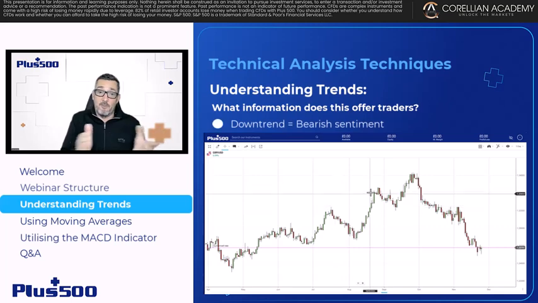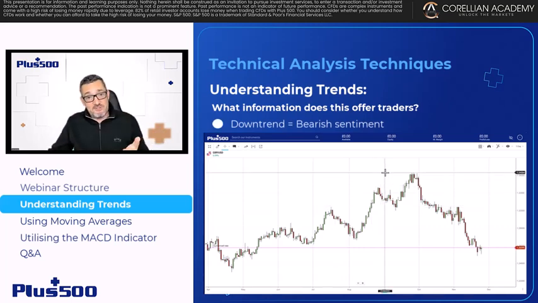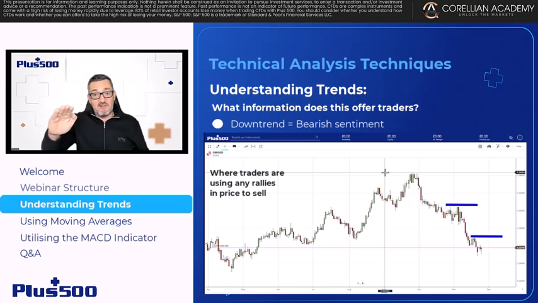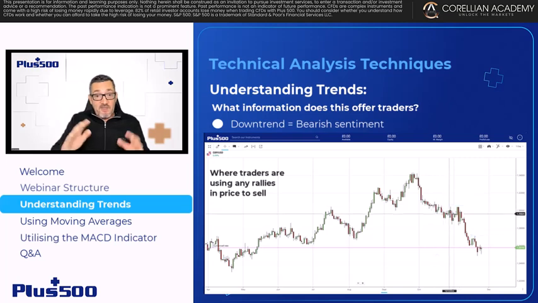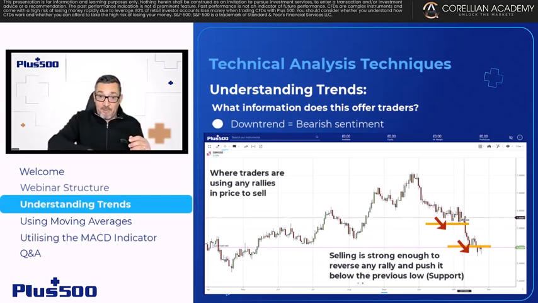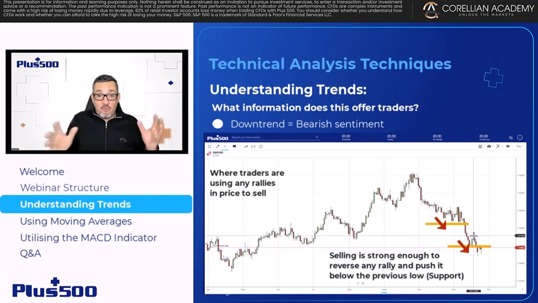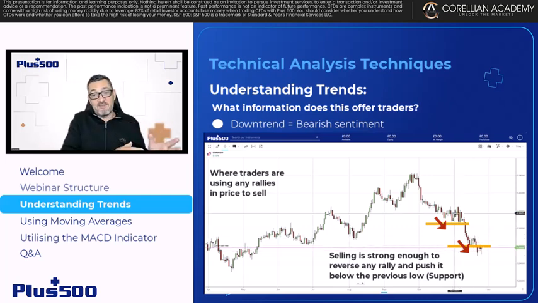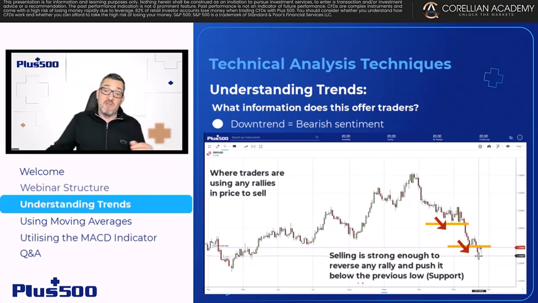A downtrend is the opposite. This highlights sentiment as bearish. We know this because sellers are using any rallies in the price of an instrument as an opportunity to sell, but at a lower level each time. This selling is then strong enough to reverse any previous rally and push the price of that instrument to a new low, below that low or that support level. A rally in price only develops when buyers become active again, but importantly, that rally starts from a lower level than was previously just seen. It's this behavior that produces the pattern of lower highs and lower lows, reflecting bearish sentiment.